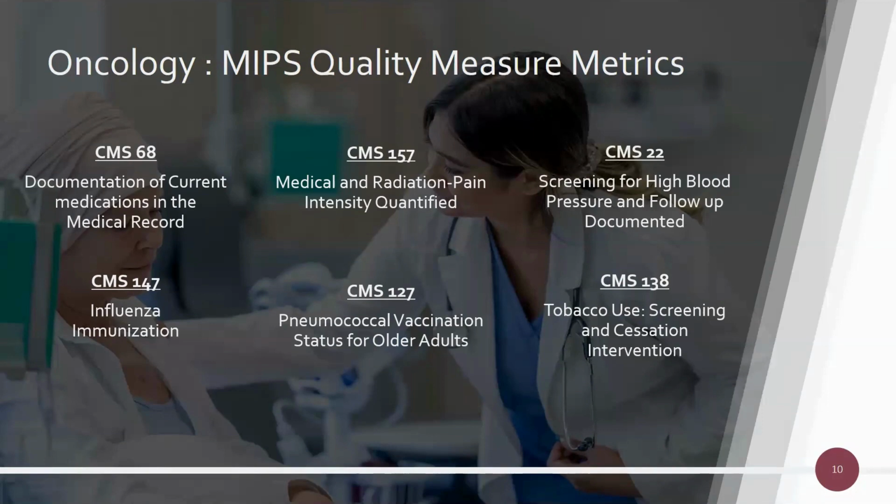CMS 22, screening for high blood pressure and follow-up documented. CMS 147, influenza immunization. CMS 127, pneumococcal vaccination status for older adults. Tobacco use screening and cessation intervention is CMS 138.